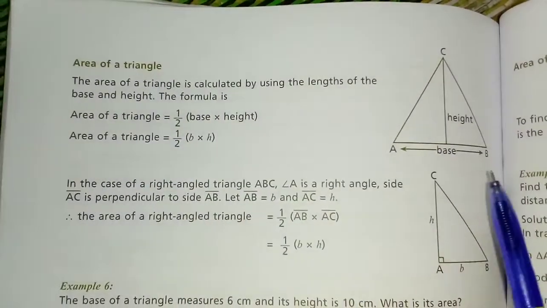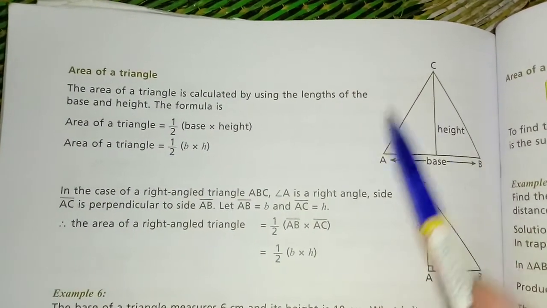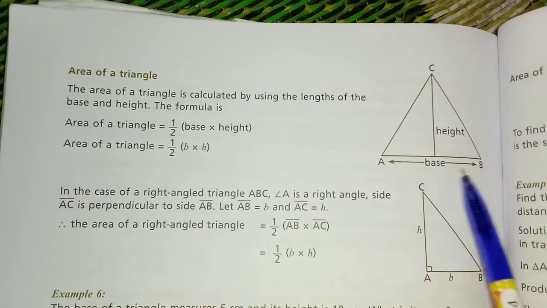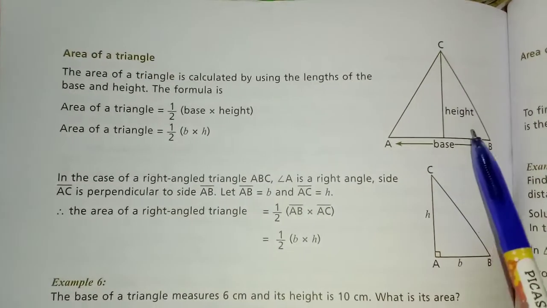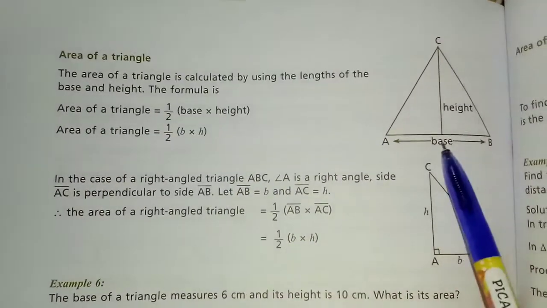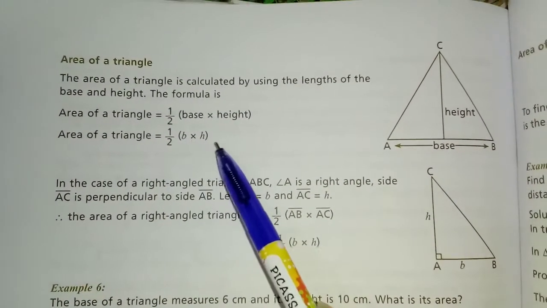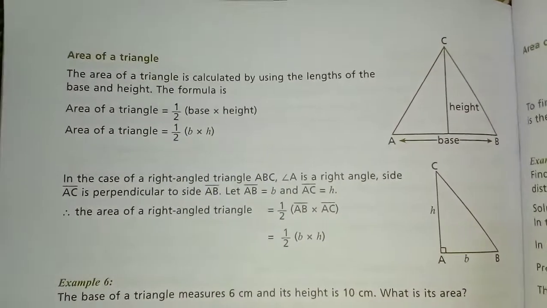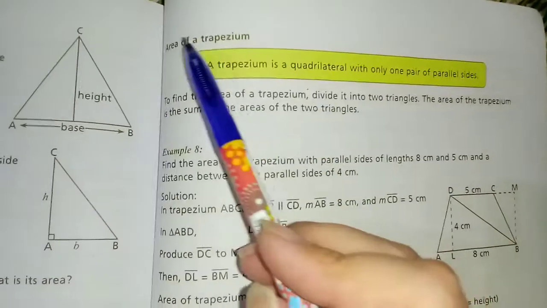Area of a triangle. This figure is known as a triangle, this is known as the base, and this is the height of the triangle. Area of a triangle can be calculated as 1/2 base multiplied by height, 1/2 b multiplied by h.